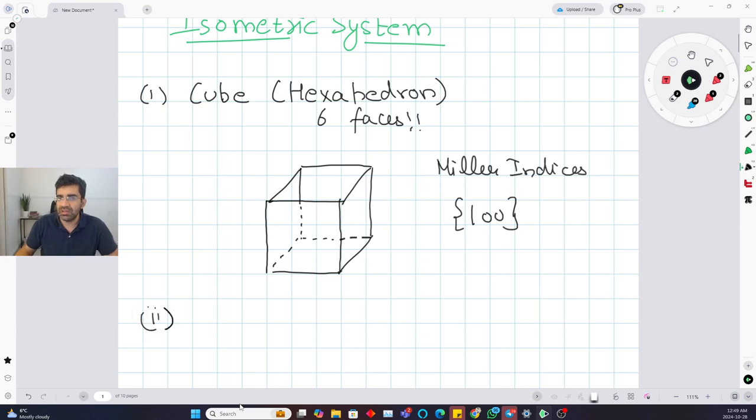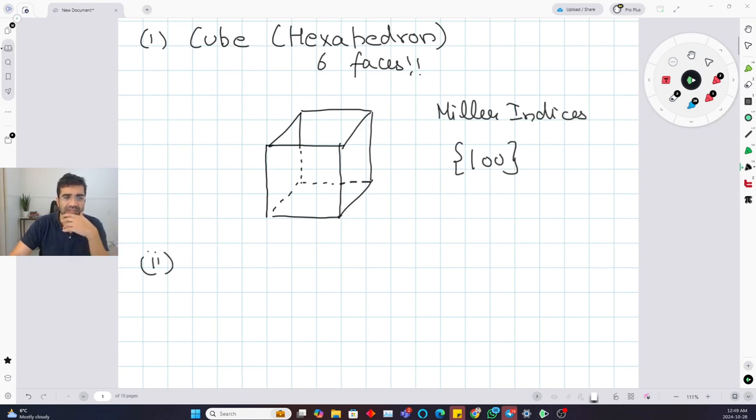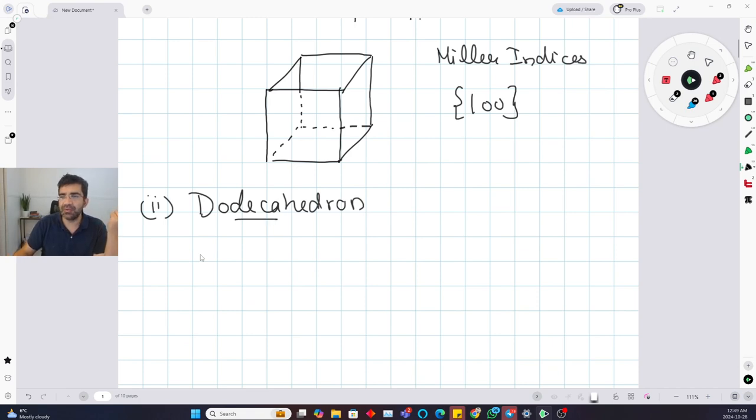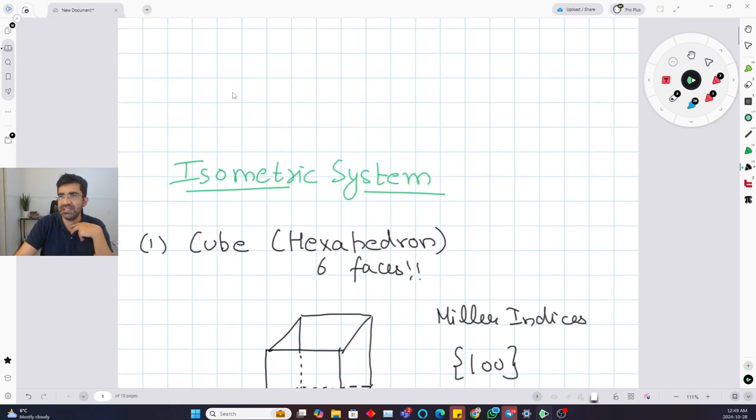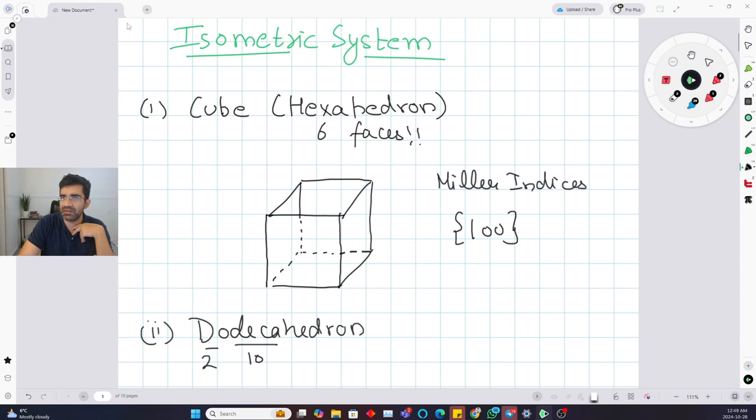Okay, the second form that you can draw within this crystal system is the dodecahedron. Deca means 10 plus 2, so it has 2 plus 10 equals 12 faces in total. So here you have to draw each face. Each face in this case is a pentagon. Let me move everything a little up to use the whole slide space.